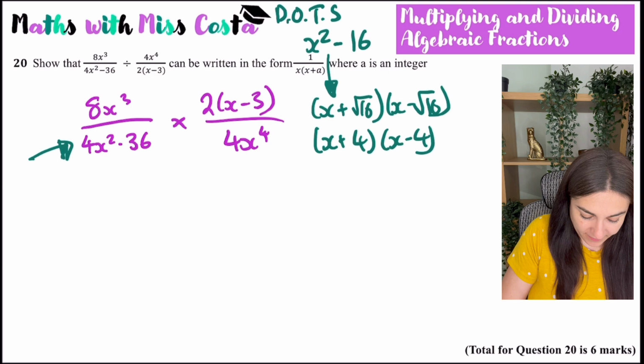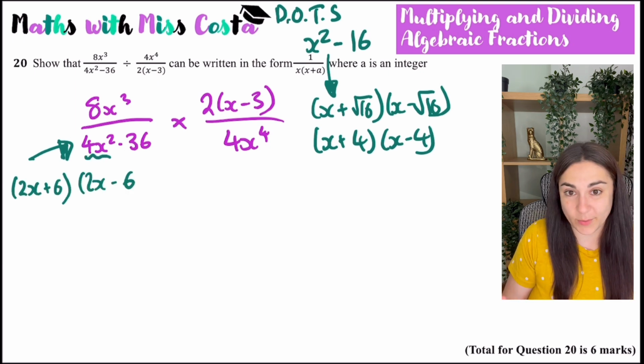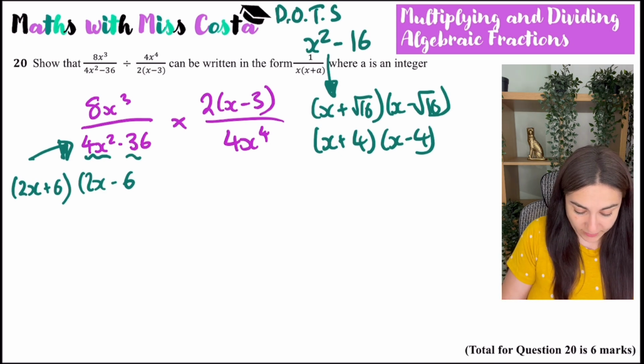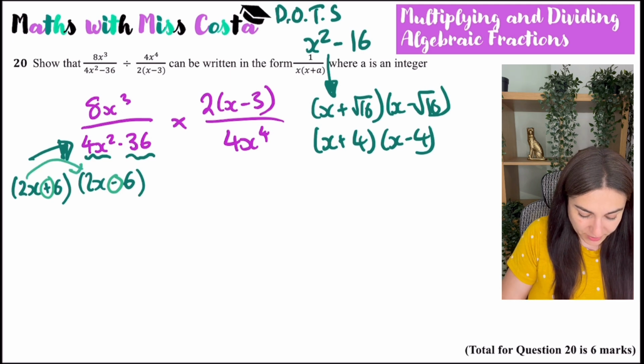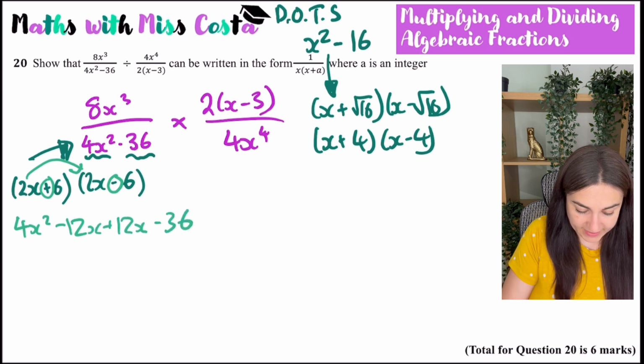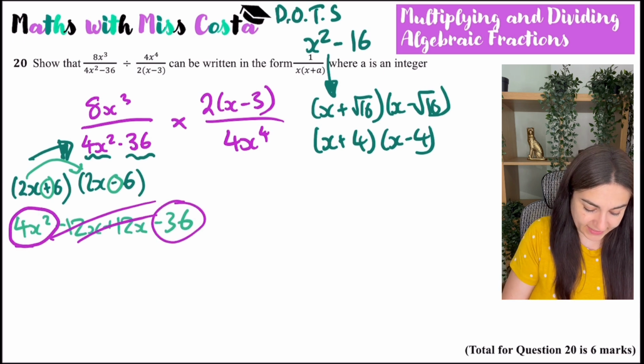So in this case, I know that this is going to factorize to 2x plus 6 and 2x minus 6, because 4 is a square number, so the square root of 4 is 2, and 36 is a square number, and the square root of 36 is 6. And the reason this always works is because when you expand it, because you've got one positive and one negative term, the middle two terms always cancel out. So let me just show you, if you don't believe me, that would become 4x squared minus 12x plus 12x minus 36. So this and this cancel out, and that is why you're left with 4x squared minus 36.